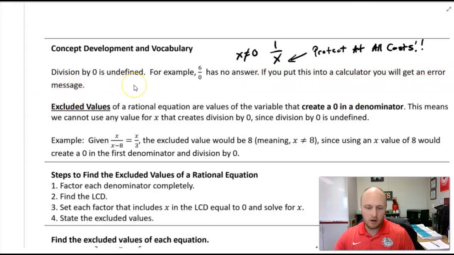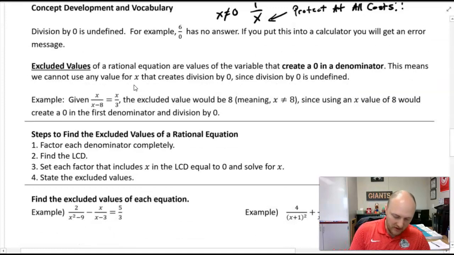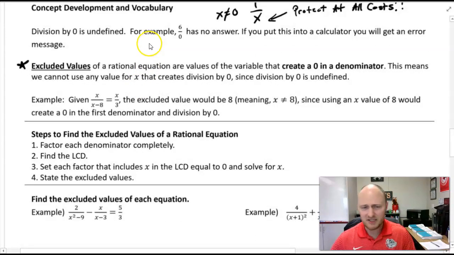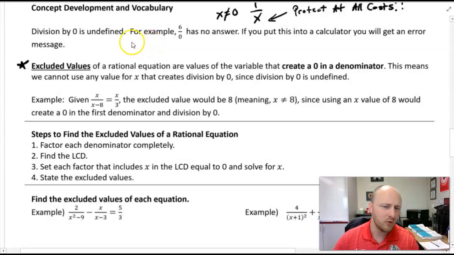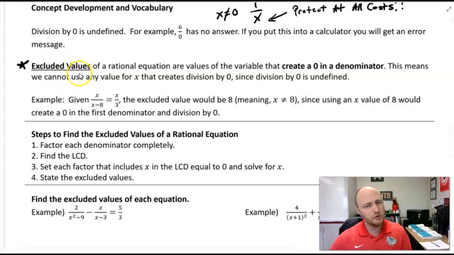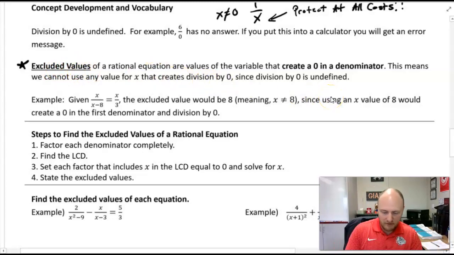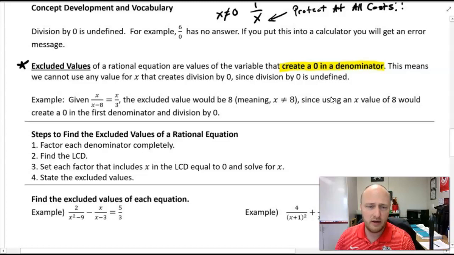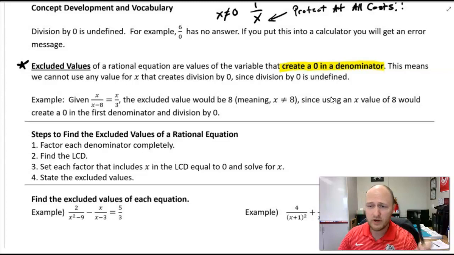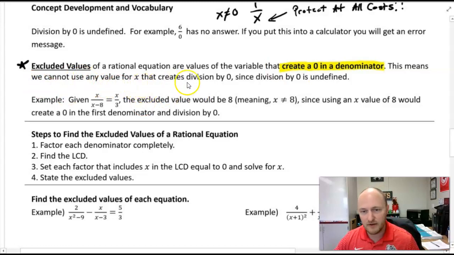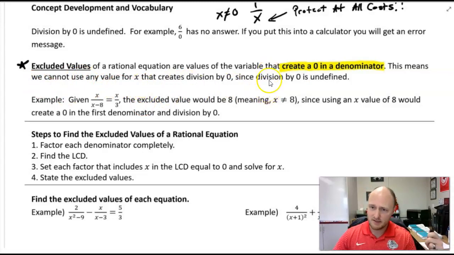This brings up what we call in rational equations excluded values, because yes, we're being mean, we're being rude, we do not care about their feelings, we exclude these values. Excluded values of a rational equation are values of the variable that create 0 in the denominator. Don't feel bad about excluding them, because they cause problems. They make our life difficult. So we need to find these troublemakers and exclude them. This means we cannot use any value of x that creates division by 0, since dividing by 0 will pretty much make the world explode.